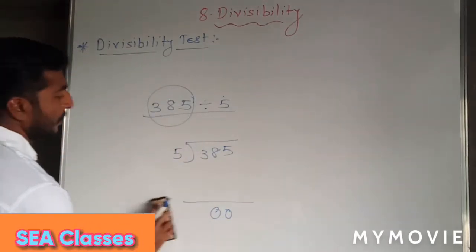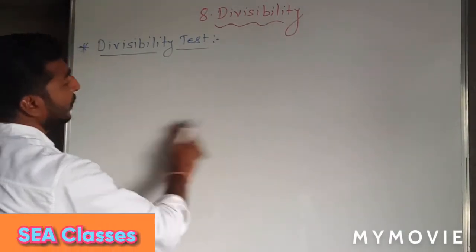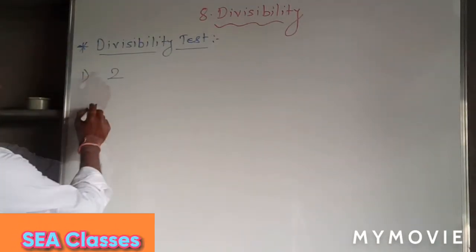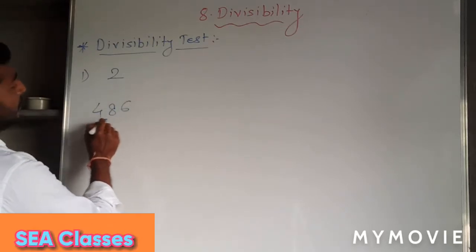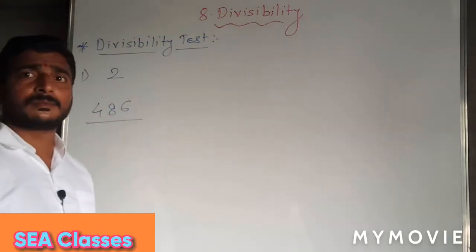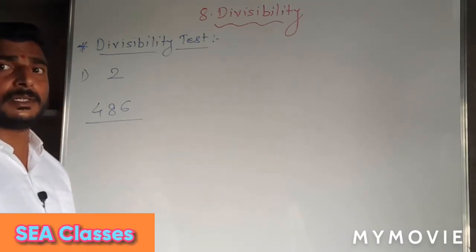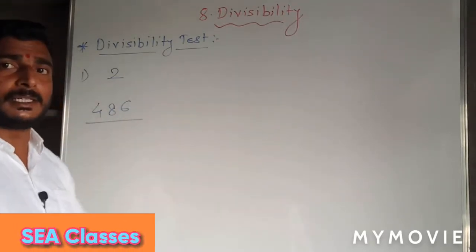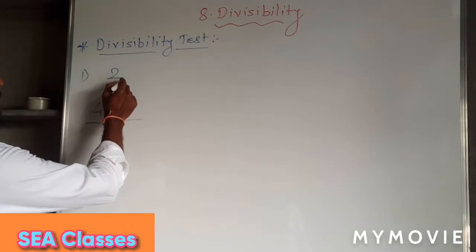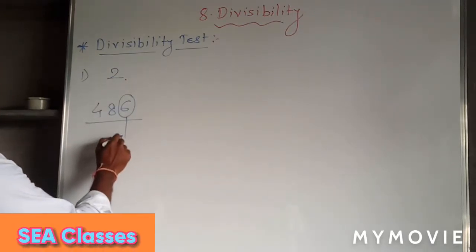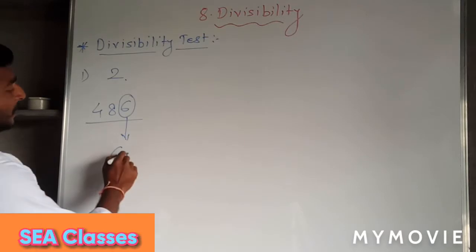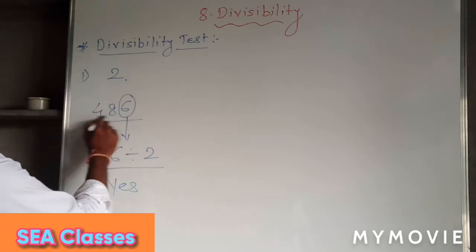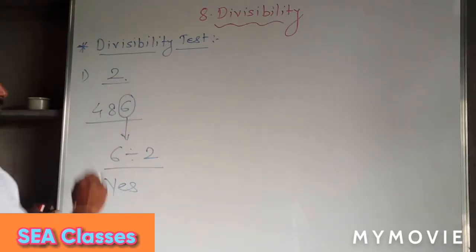In your lower classes you have studied the divisibility test for 2. If the given number 486 is divisible by 2, and you want to answer this question, what you have to do? You have to divide this number by 2, or you have some trick. That is the divisibility test. So to understand the test of divisibility by 2, you have to see the number in unit place, that is 6. If 6 is divisible by 2, then we can say yes, this 486 is divisible by 2.